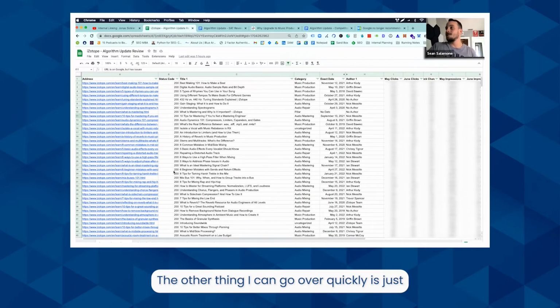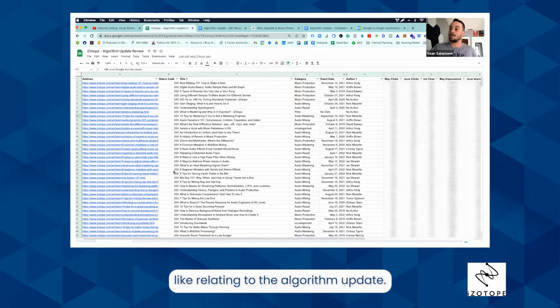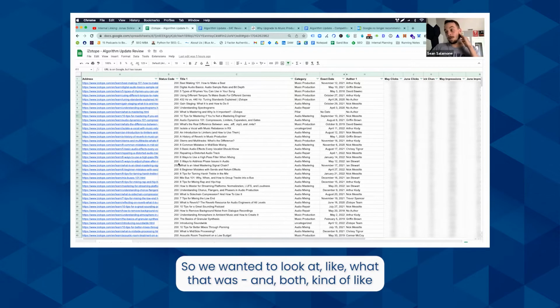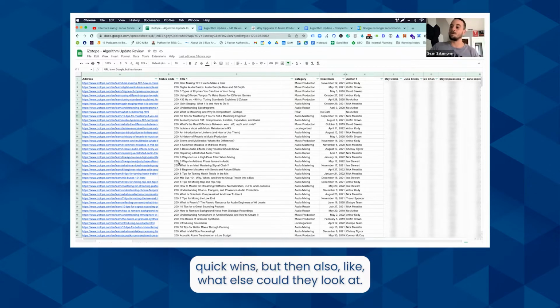The other thing I can go over quickly is some stuff we did for iZotope, relating to the algorithm update. They saw basically a decline to their blog. So we wanted to look at what that was, both quick wins, but then also what else could they look at?